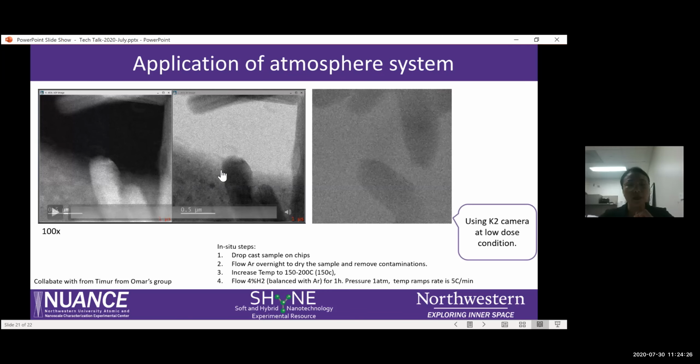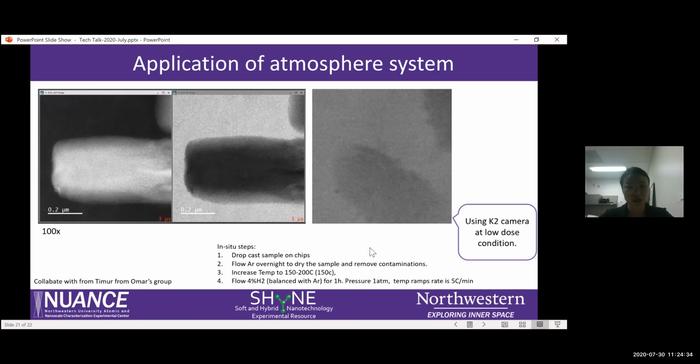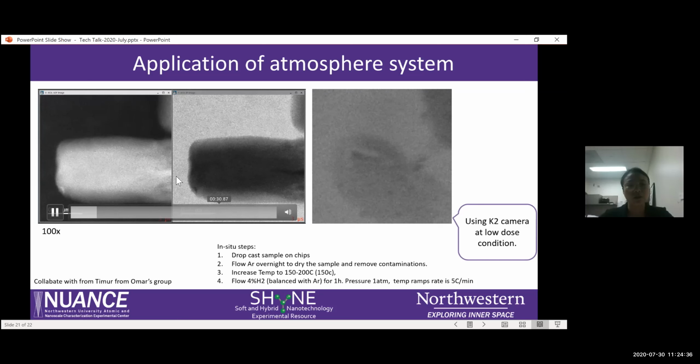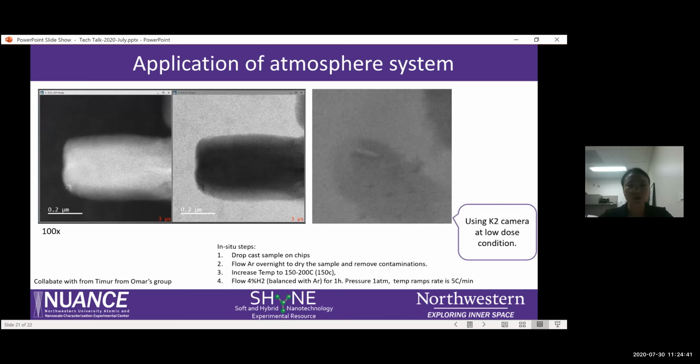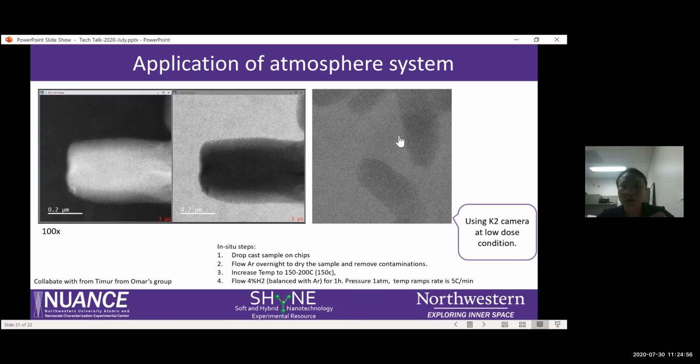This one is very interesting, because we used this gas system to observe the copper reduction in a MOF structure. For the left one, we used a normal detector at a relatively high dose rate, and we can see the collapse or shrinkage of the MOF structure. But in the meantime, we can still see some bright spots in the dark field, or dark spots in the bright field, which is copper nucleated inside the MOF structure. For the right video, we are using the K2 camera at a low dose condition.